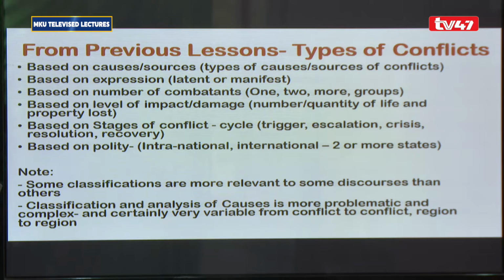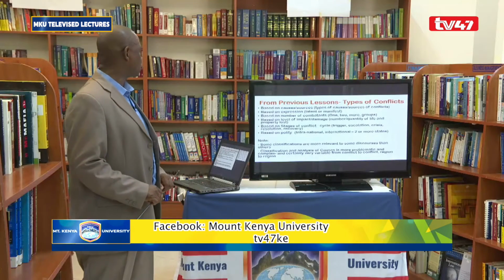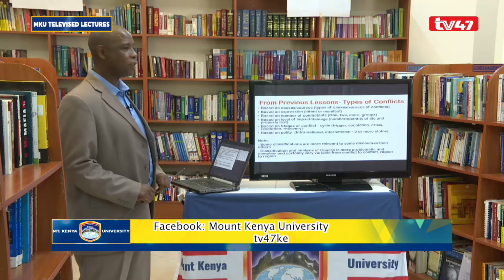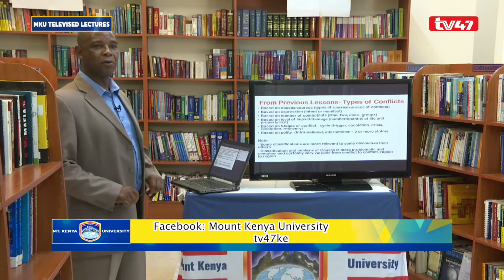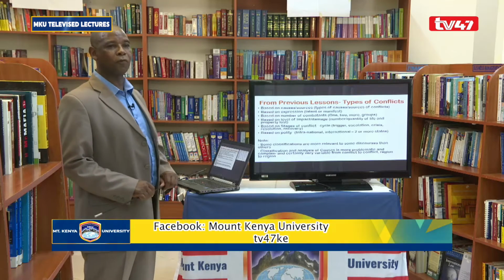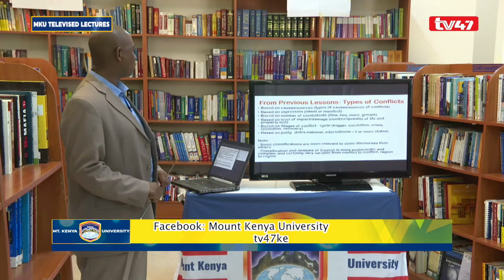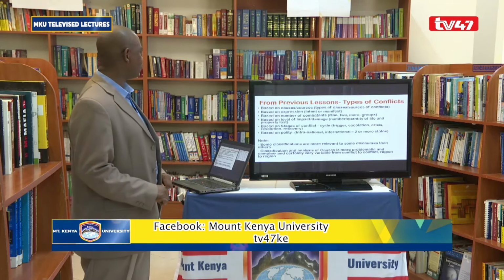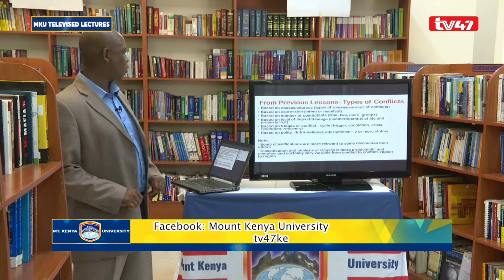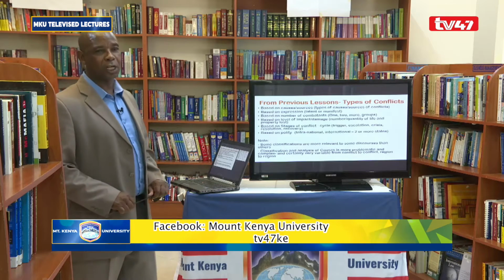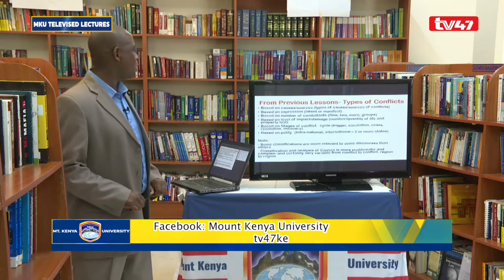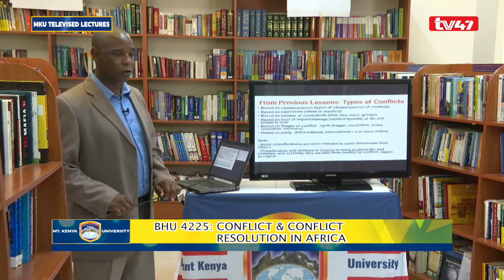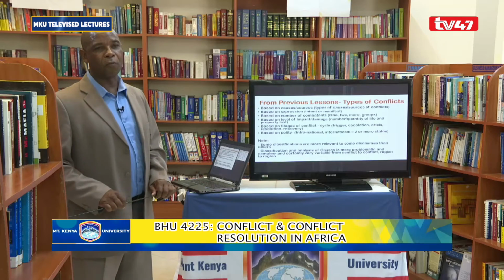We can also classify conflicts, as we saw, on the level of impact of those conflicts, whether the conflicts have major impacts in terms of loss of people or in terms of loss of property. We can also classify conflicts on the basis of the stages of that conflict. We can also classify conflicts on the basis of whether these conflicts are intranational, they are national, or they involve more than two states.